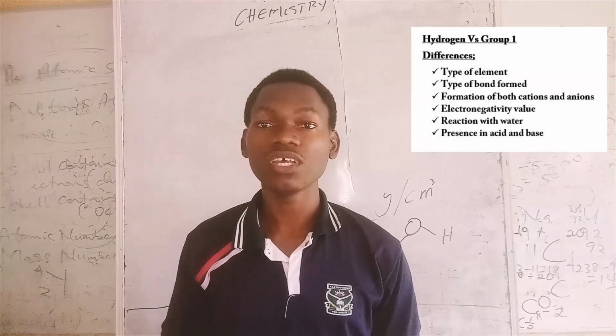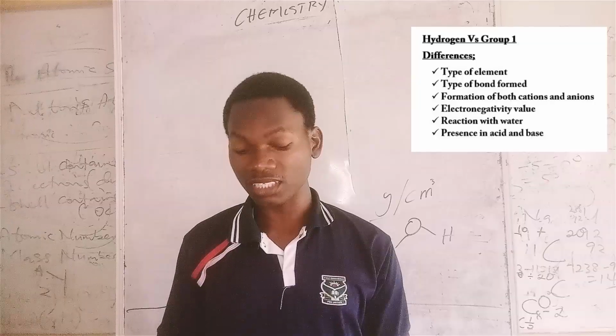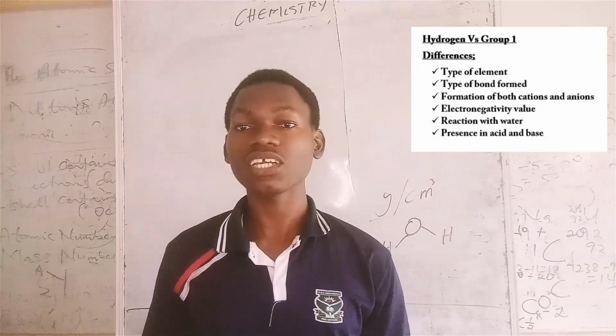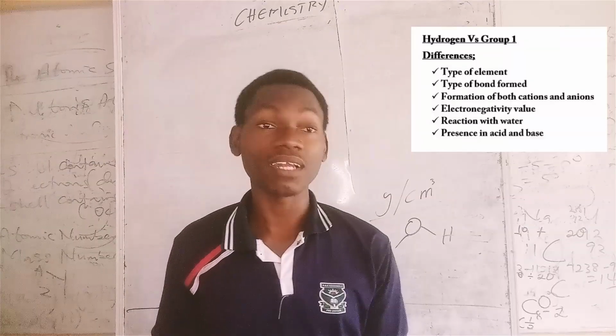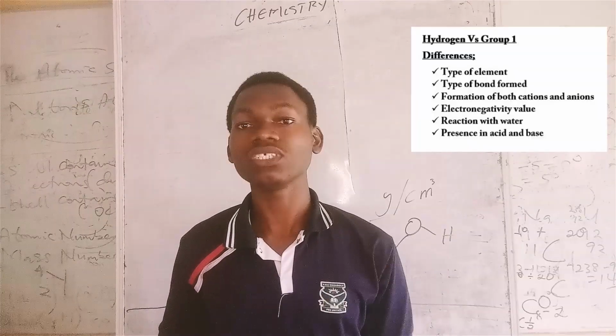It is insoluble in what? In water. And lastly, the presence of acid and base. We know that the main characteristic of an acid is the presence of hydrogen, right? Except for the Lewis acid, but all other ordinary acids have hydrogen in them.